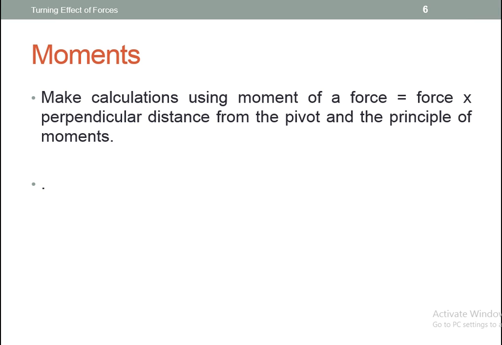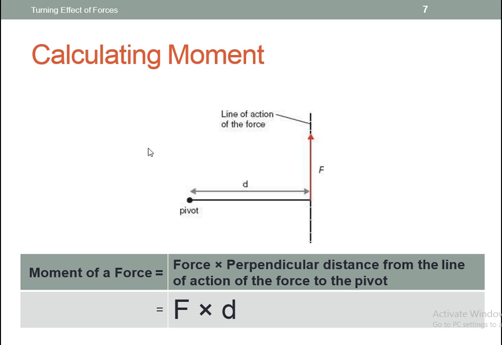So what is moment? For calculations using the moment of a force, moment will be equal to force multiplied by the perpendicular distance from the pivot, and the principle of moments. In simple words, the moment of a force is equal to the force multiplied by the perpendicular distance between the point of action of the force, or line of action of the force, and the axis of rotation. This one is the pivot point and here is the line of action of the force.